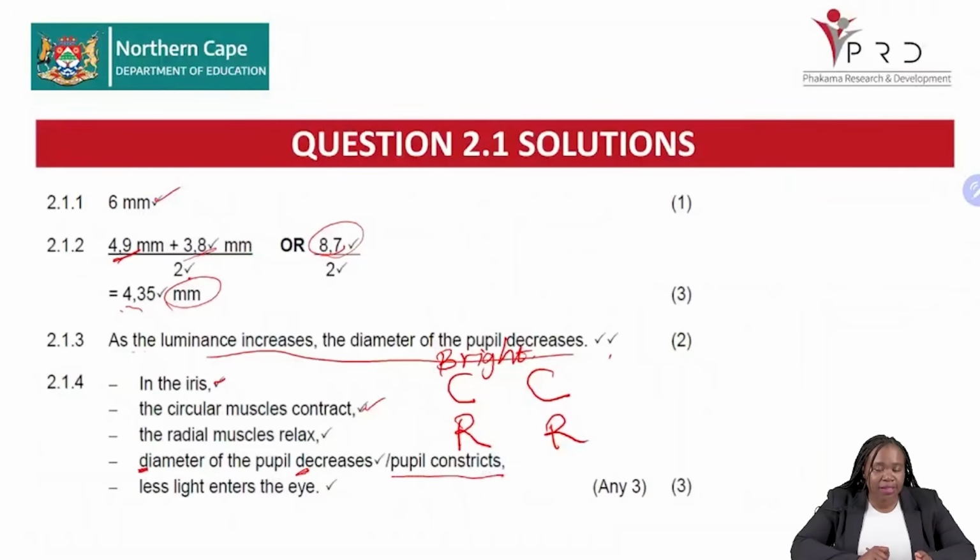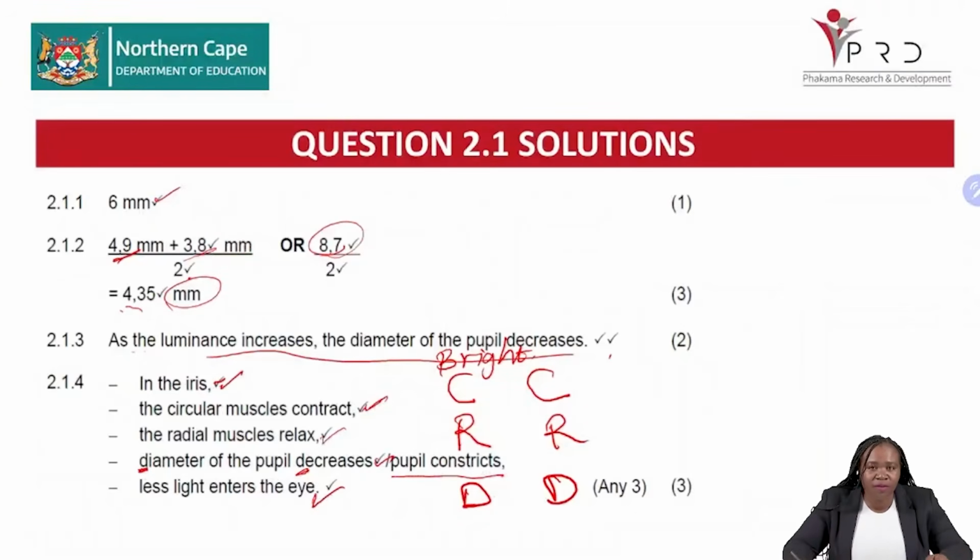Diameter decreases. When the diameter decreases, then you know that it means the pupil constricts. Diameter decreases, and then what happens last? Less light will enter the eye. Obviously, you would already know that as the diameter becomes smaller, there isn't enough space for more light to enter. Therefore, the amount of light entering the eye would have decreased, and that is how you will score your 3 marks. Or you can even score more than 3 marks. So you have the first mark here, 1, 2, 3, 4, 5. So you can even get more than 5 marks.